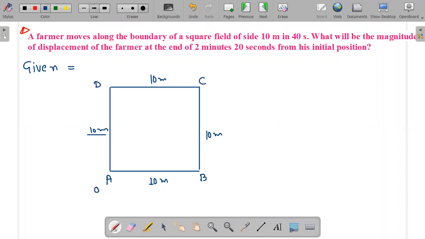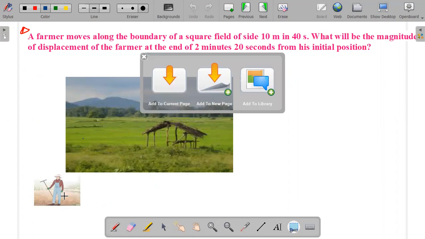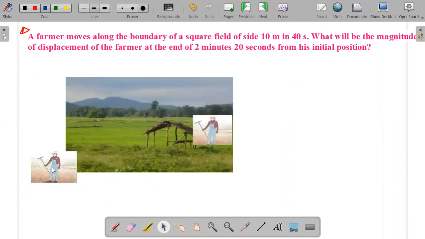And a farmer moves and completes one round. It goes from A to D, D to C, C to B, and B to A, and it completes one round. Every side is 10 meters. So think that this is the farmer, and this farmer moves A to B, B to C and C to D.